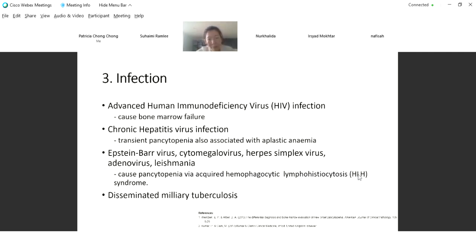Another cause of pancytopenia is infection, which can be caused by advanced HIV infection and chronic hepatitis virus infection, which leads to pancytopenia also associated with aplastic anemia. Epstein-Barr virus, cytomegalovirus, herpes simplex virus, adenovirus and leishmania usually cause pancytopenia via acquired hemophagocytic lymphohistiocytosis syndrome, and disseminated miliary tuberculosis.